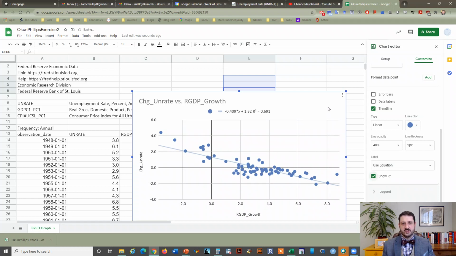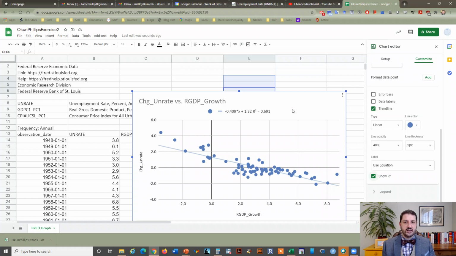So let's see what this means. Our equation tells us the slope and intercept of the line, right? So our slope is minus 0.409 and our intercept is 1.32. So this is saying that when real GDP growth is 0, the unemployment rate will go up by 1.32 percentage points. And then for every percentage point of growth we get, the unemployment rate goes down by 0.4 percentage points. So we can see a couple things here.